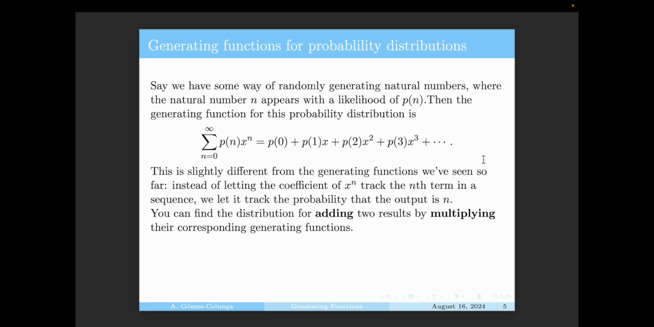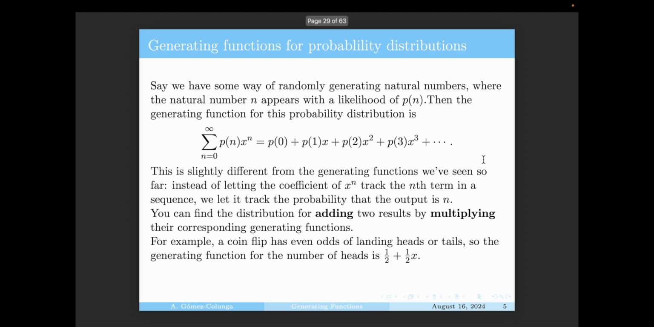Now the cool thing is, you can find the distribution for adding two results by multiplying the corresponding generating functions. So, for example, a coin flip has even odds of landing heads or tails, so the generating function for the number of heads is 1/2 plus 1/2 x. That is to say, there is a 1 in 2 chance that you get 0 heads, that's x to the 0, and a 1 in 2 chance that you get 1 head, that's x to the 1, or, x.